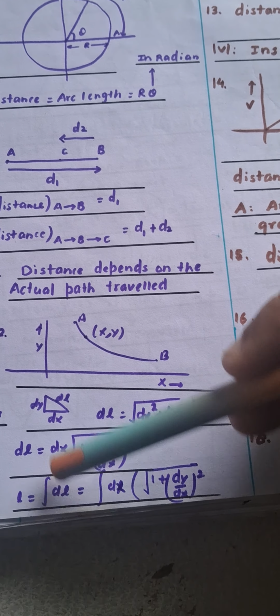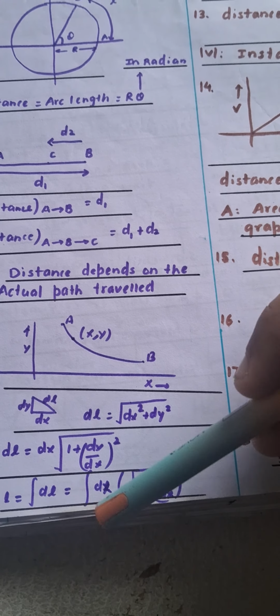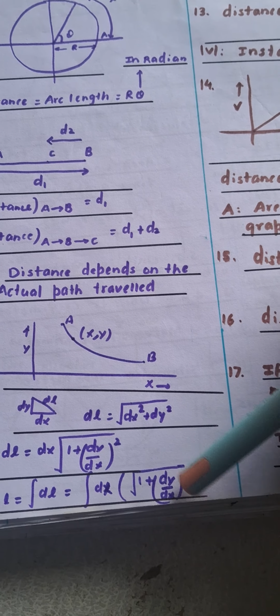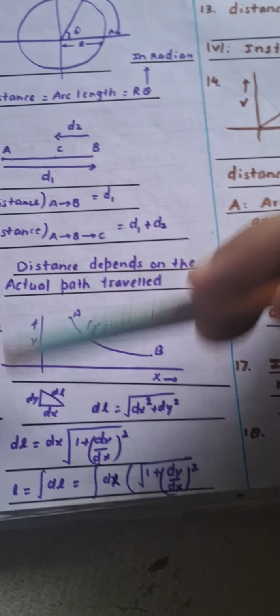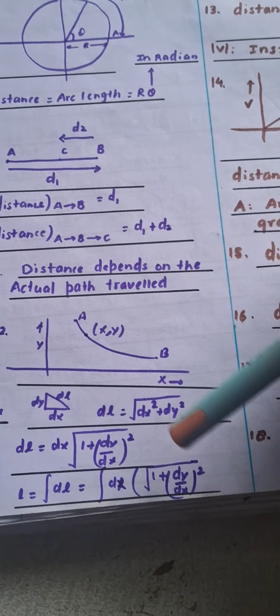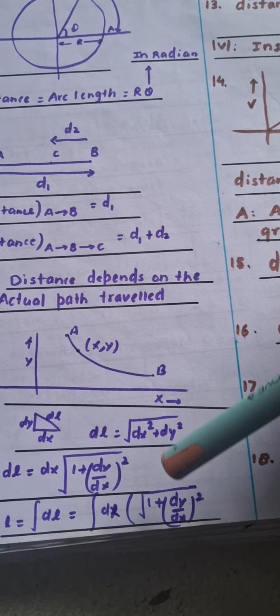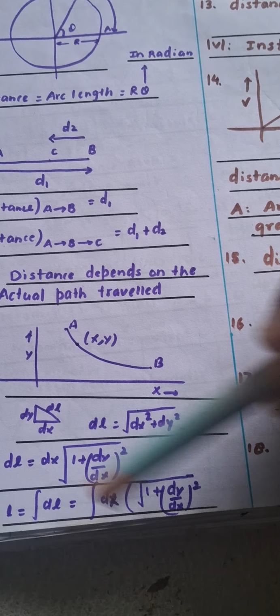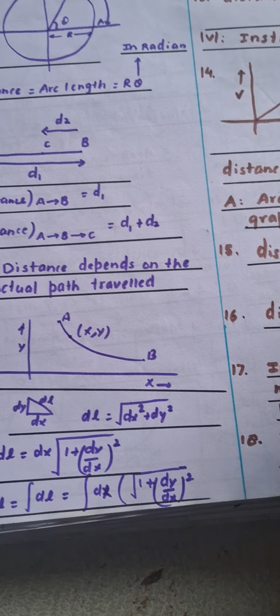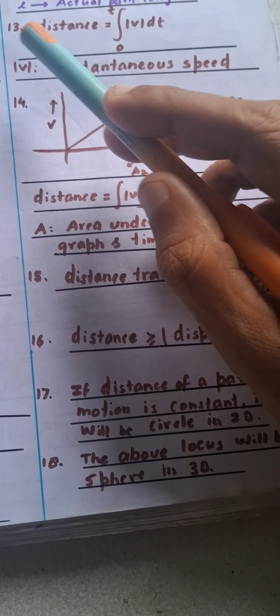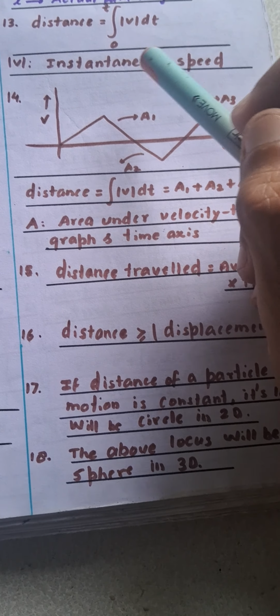So the entire length will be the integration of dl or the integration of dx root under 1 plus (dy by dx) whole square. So this equation can be used to find the distance traveled by a particular point when it is moving on a particular curve. So dy by dx is known, so using integration you can find the distance traveled. So L here will give the actual path length.